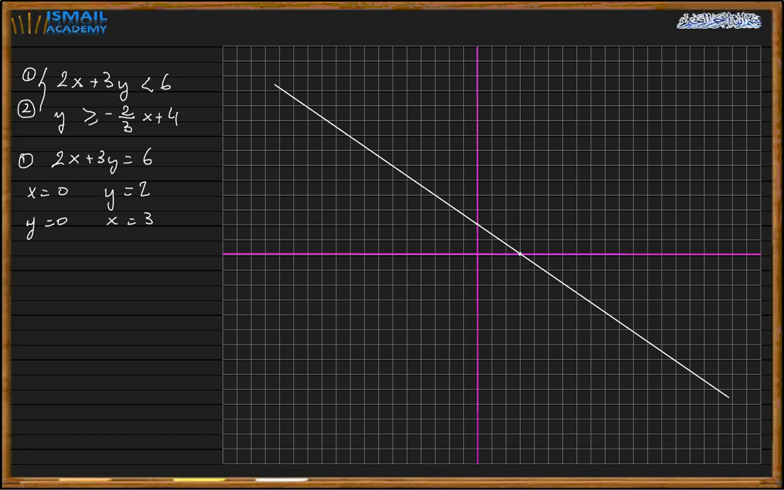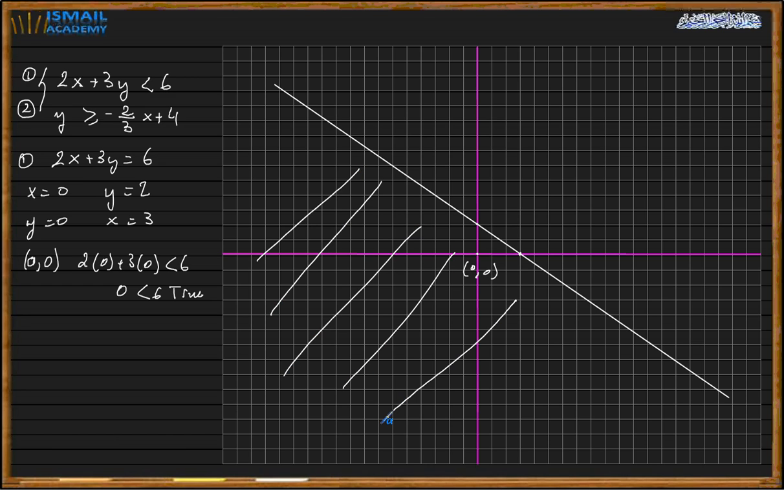Alright, now I'm going to pick the point 0, 0 to see which location I'm going to shade. So I plug in 0, 0 here. So I got 2 times 0 plus 3 times 0 is less than 6, which means that 0 is less than 6. This is true. So this is the location of 0. So now what I do, I shade the area where the point 0, 0 is located.